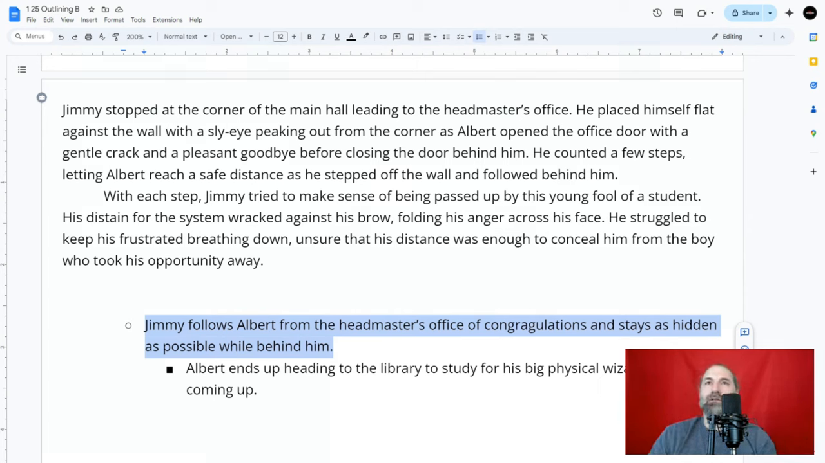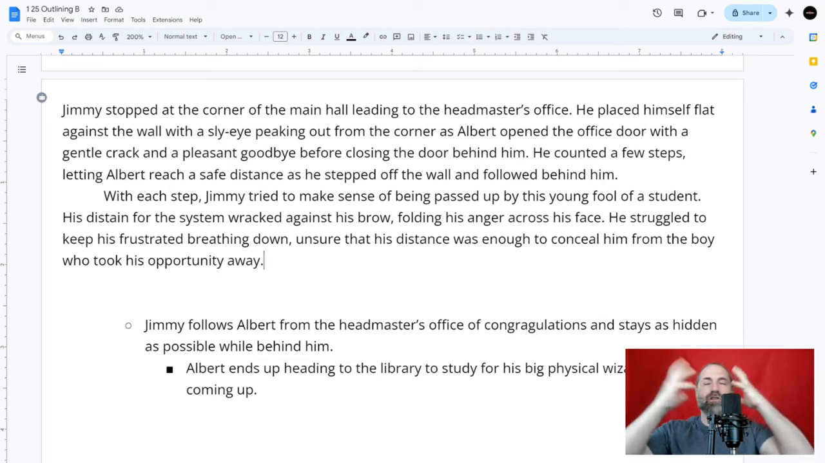I might even show Albert stopping to talk to somebody and then Jimmy has to wait. There would be things that I would add to that just in general, because I want to build on the scene. I want to create suspense and tension, so before they even get to the library. Anyway. All right. There you go.